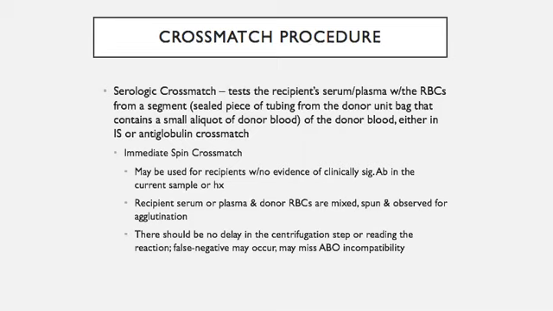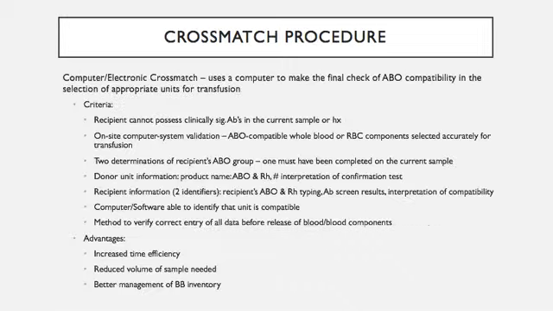Okay, I just went through the serologic cross-match. Okay, a computer or electronic cross-match. This uses a computer to make the final check of ABO compatibility in the selection of appropriate units for transfusion. So again, the patient cannot currently have an identified antibody, or a current positive antibody screen. The patient cannot have a history of a positive antibody screen. There has to be on-site computer validation that was performed.